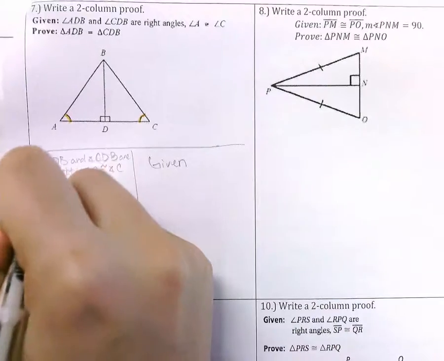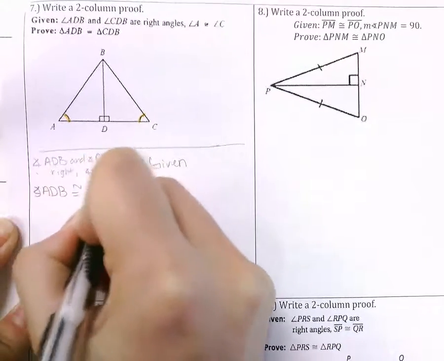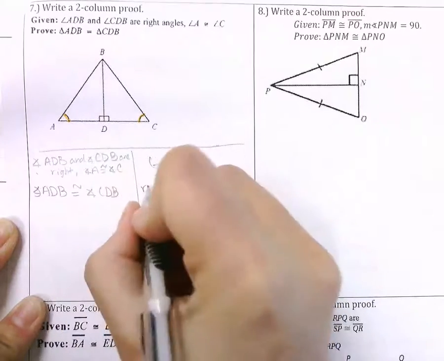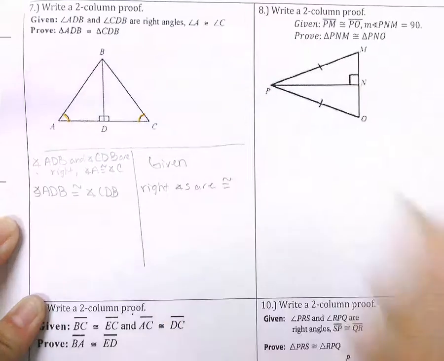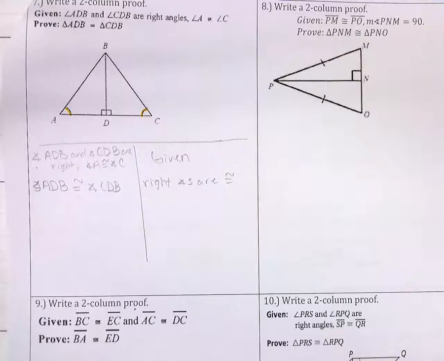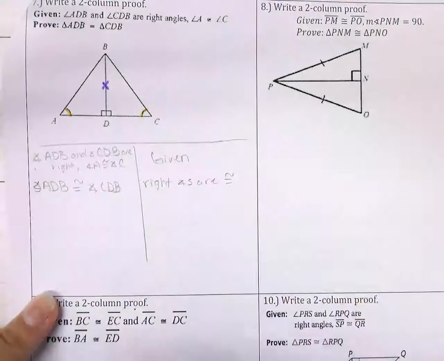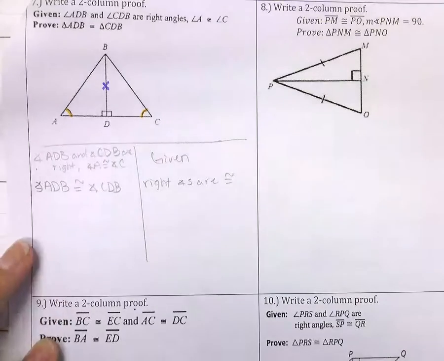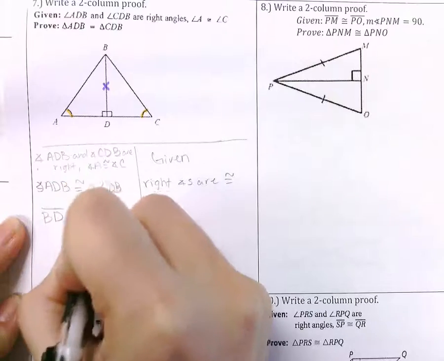So angle ADB is congruent to angle CDB because right angles are congruent. I would say that's the longest reason. And then you can do the reflexive property on BD, so you can get angle, side. When you do it, put the mark so that you know what to use after that. So BD is congruent to BD.